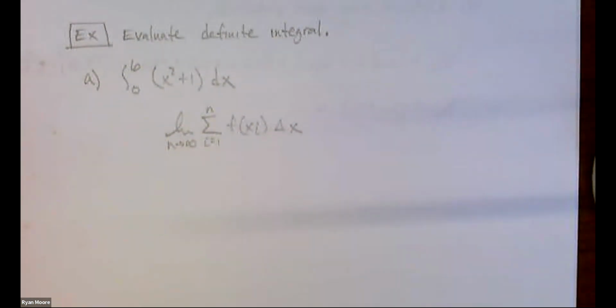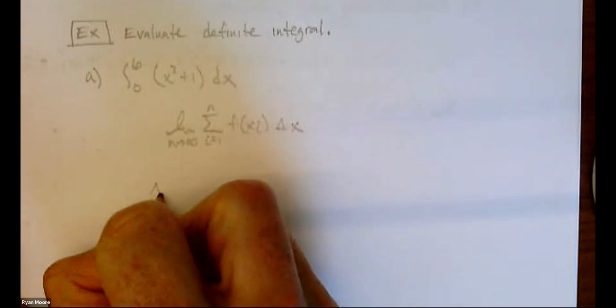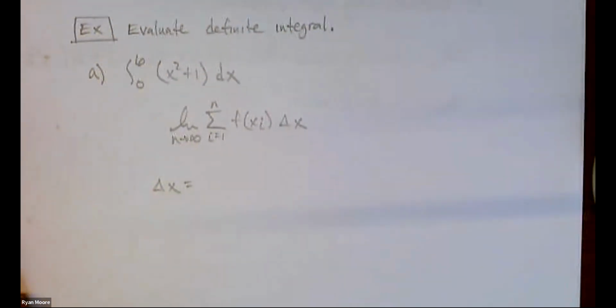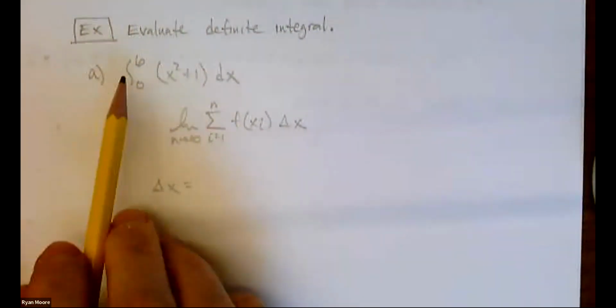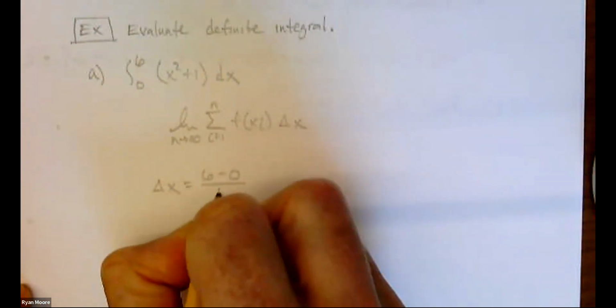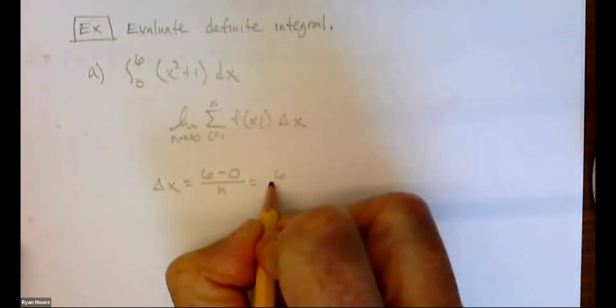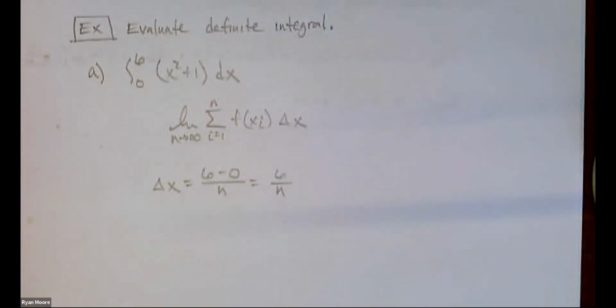Okay, let's look at each piece, going back using the theorem. So let's start with delta x. Delta x here, remember, it's b minus a over n. So I can see a and b, 6 minus 0, and we're just going to put it over n since we're thinking n is going to go to infinity later. So here delta x equals 6 over n.